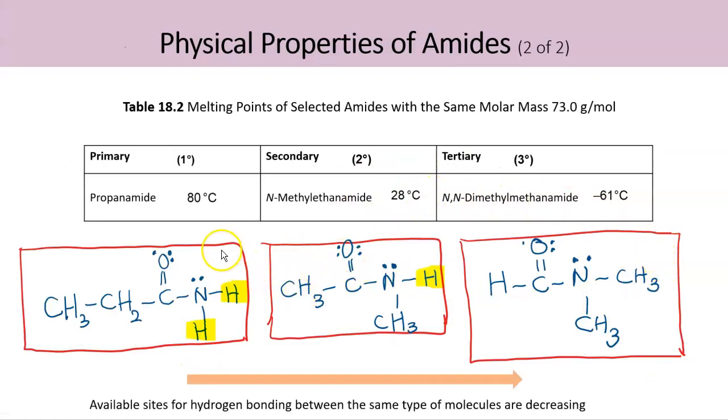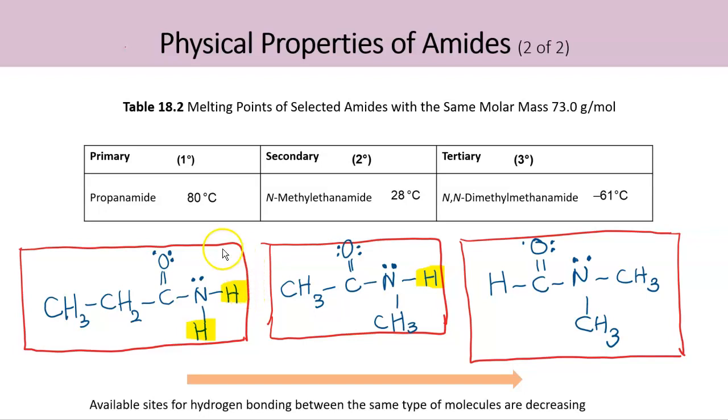I have shown here an example of how the melting points change when going from primary to secondary to tertiary amides, which have the same molar mass. Now, propanamide has a melting point much higher than N-methylethanamide and N,N-dimethylmethanamide. The reason for propanamide to have a higher melting point is that the molecule can make a higher number of hydrogen bonds, because there are two hydrogen atoms available to make hydrogen bonding.